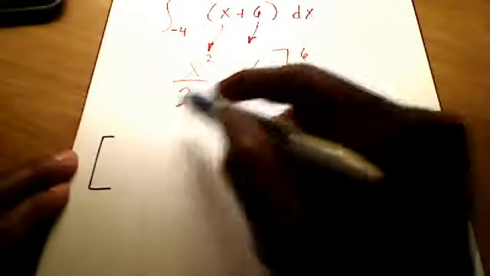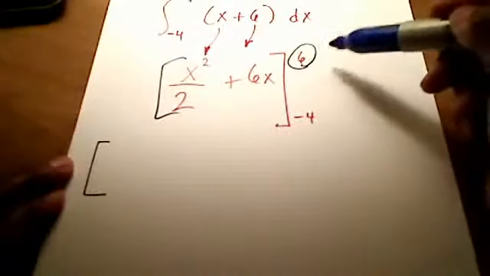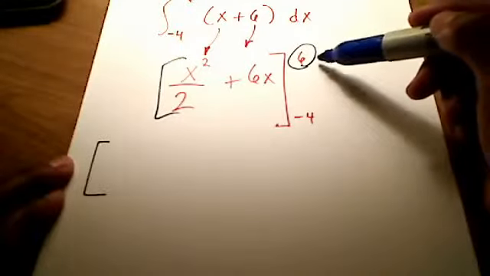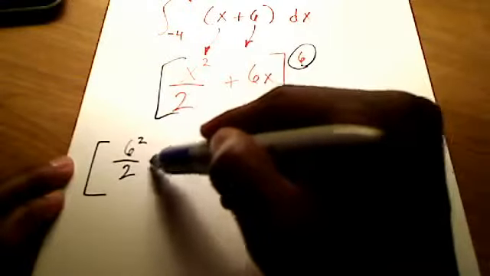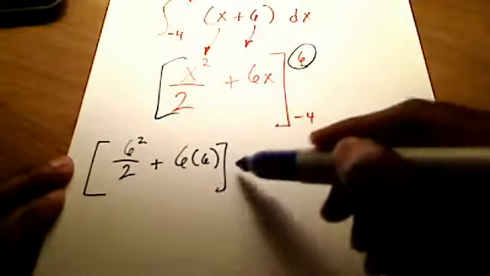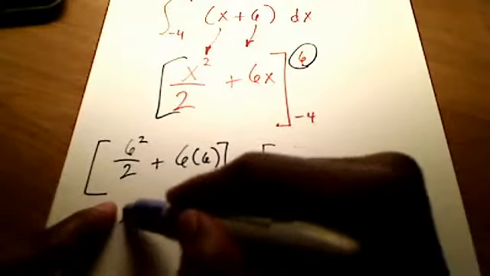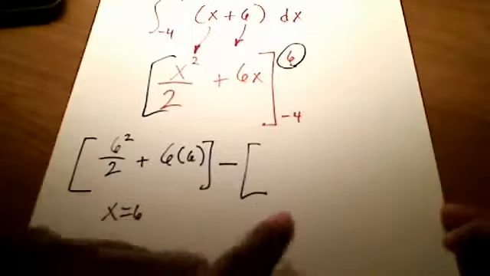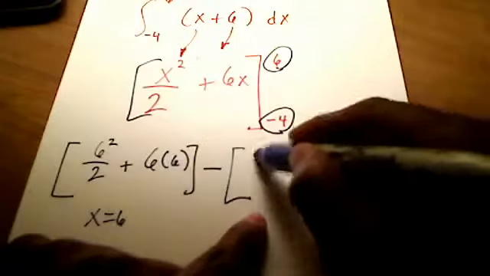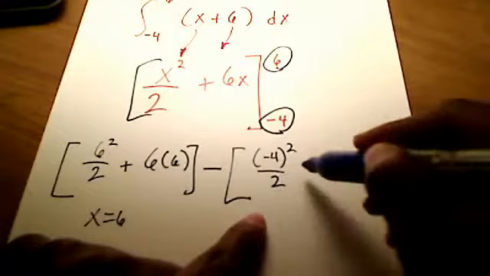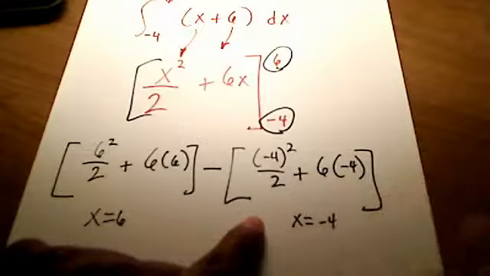The first quantity is take your antiderivative and plug in a 6, the upper limit here. You're going to plug in a 6 everywhere you see an x. So that's just 6 squared all over 2 plus 6 times 6. And from that, we're going to subtract the exact same thing, but this time plugging in the lower limit, which is -4. So I've got -4 squared over 2 plus 6 times -4. Again, I plugged in a -4 everywhere I saw an x.